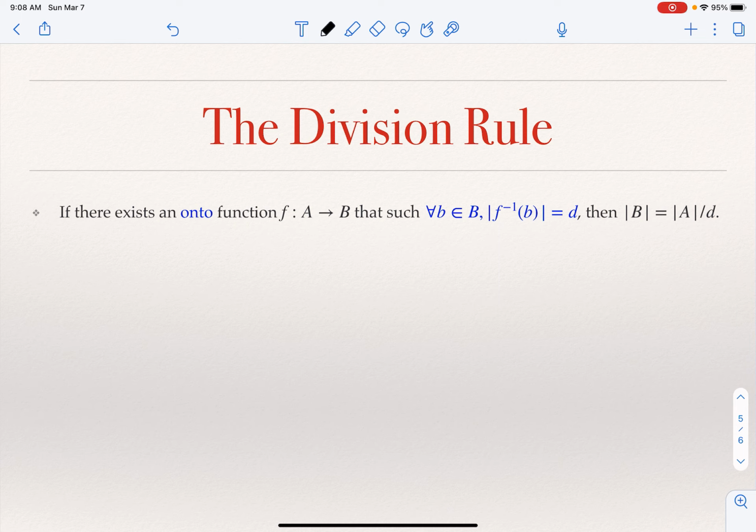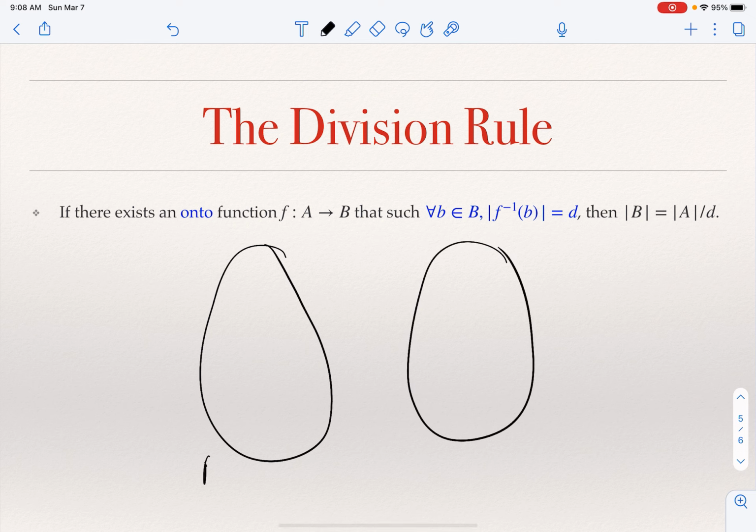And again, if you visualize it, this is what we have here, A and B. And what we are saying here is that for every element B, the cardinality of f to the minus 1 of B, which means the cardinality of the set of all elements in A that we map to B. So these are all the elements that we map to B.